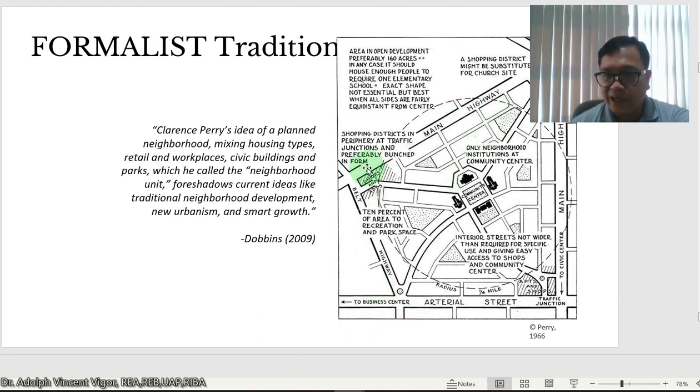So we have here the main highway. This is an arterial street going to the business center. And at the center, we have here neighborhood institutions. It could probably be the church or institutional buildings at the center. And then shopping districts in the periphery, traffic junctions, and preferably bunched in form. So here at the periphery, at a certain radius, then 10% of area to recreation and park space.